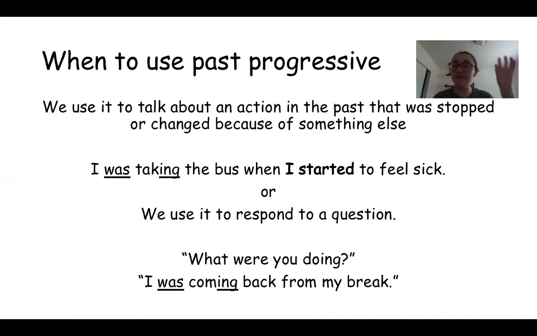So the first part is the action that we want to focus on that was going on in the past. And then we say, and then this happened. We use the simple past tense because that's the thing that happened and stopped the other thing that was happening.